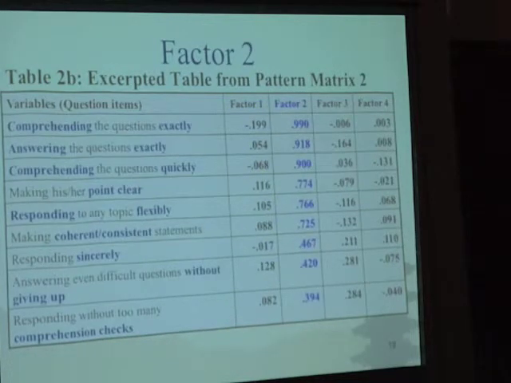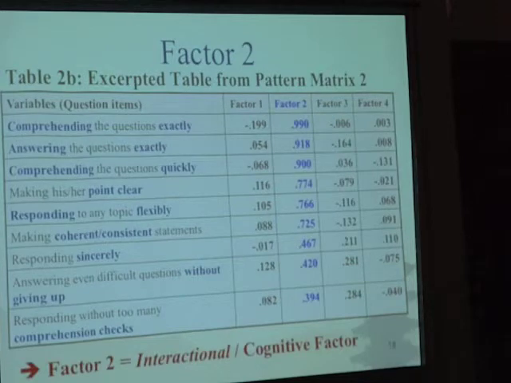And then, factor 2 has more influence on the following 9 variables. The first 6 variables, from comprehending the questions exactly to making coherent, consistent statements, are all related to comprehension and the point or content. And the remaining 3 variables, such as responding sincerely and answering even difficult questions without giving up, are all related to the learner's attitude. So all of them have something to do with what's going on in the learner's mind during the speech interaction. So I named this factor the interaction cognitive factor.